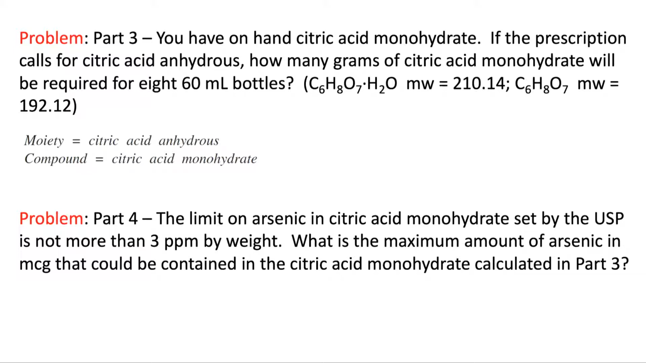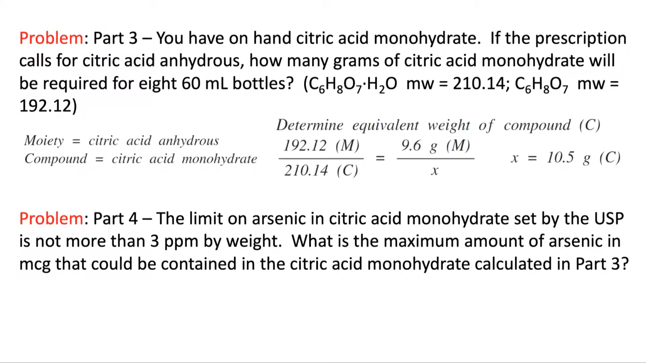Okay, so the compound is the monohydrate. The moiety is the citric acid anhydrous. Okay, so what we're wanting to do is that we know how much the prescription calls for. We've calculated how much of the moiety we need. What we need to know is how much of our actual compound to use to provide that. So let's set up our ratios.